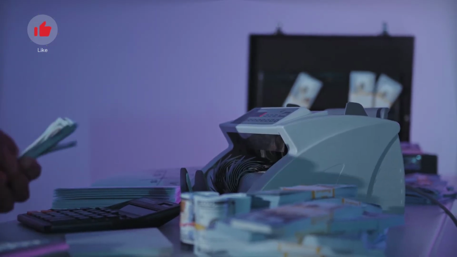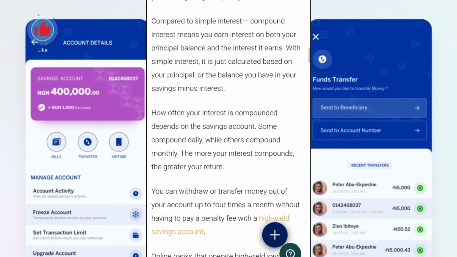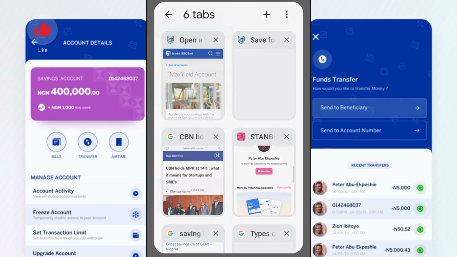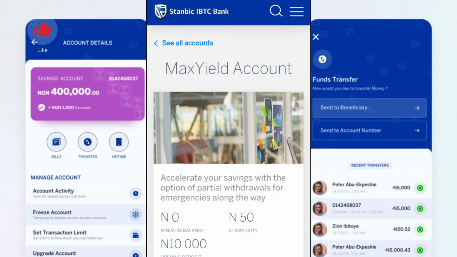We're going to look at the Stanbic IBTC Max Yield savings account, which is a high interest savings account.